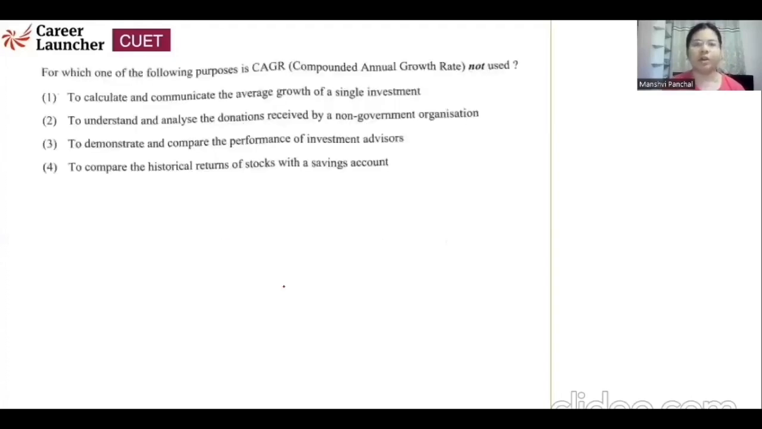To which one of the following purposes is CAGR not used? To calculate and communicate the average growth of a single investment, to understand and analyze the donations received by a non-government organization, to demonstrate and compare the performance of investment advisors, to compare the historical returns of stocks with a savings account. So to understand and analyze the donations received by an NGO, we don't use CAGR. So option 2 is the correct answer.